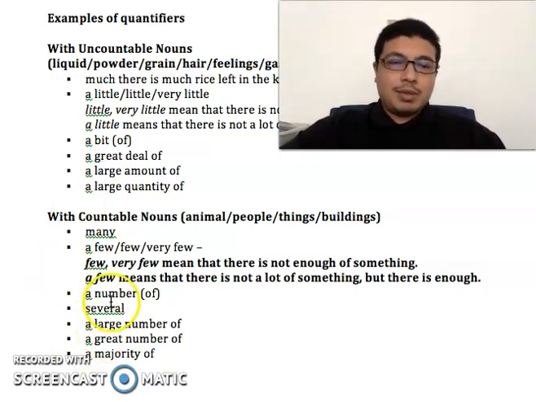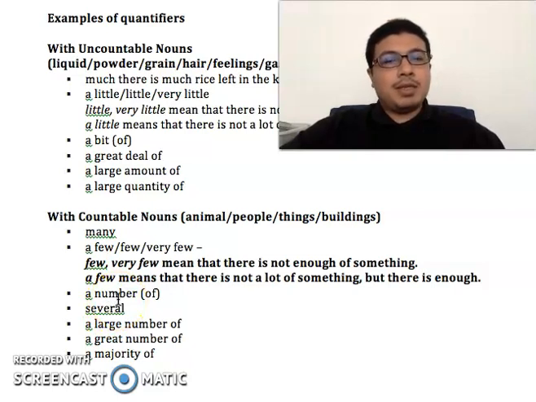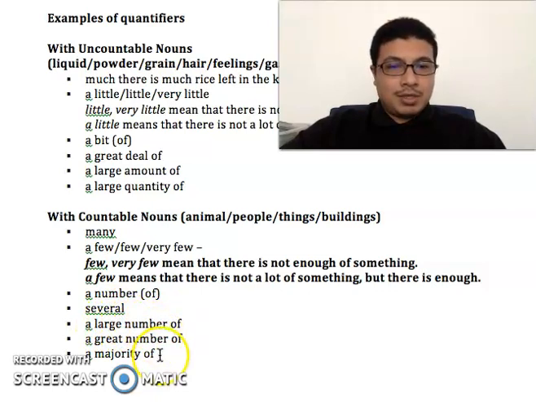A number. So there are a number of people, there are a number of buildings in the small town. Several people, several cats, a large number of buildings, a great number of things, a majority of people in the hall voted for the lady to be the club president.